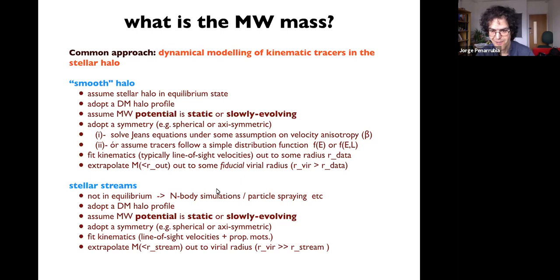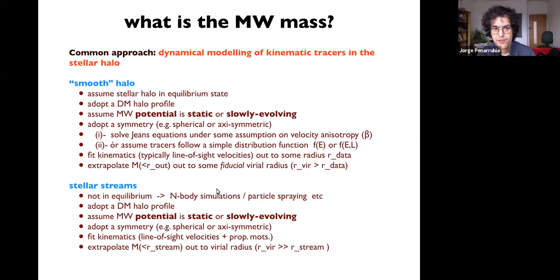Because they are not in equilibrium, one of the main difficulties is that you have to introduce N-body techniques or techniques that are semi-analytical, like particle spraying, etc. You have to solve the orbits of many particles. Apart from that, you follow the same steps as for the smooth stellar halo. You adopt some dark matter halo profile, assume the potential is static or solve the evolution, etc.